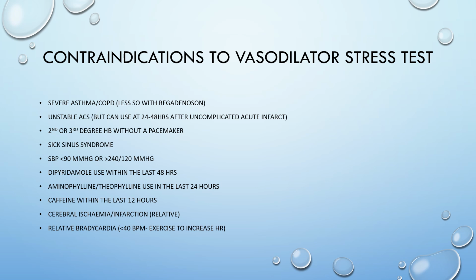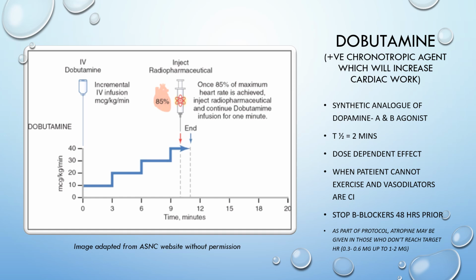Aminophylline or theophylline used in the last 24 hours, you shouldn't use these drugs. Caffeine within the last 12 hours, well, we had the special adenosine protocol that said you could still use it and ramp up the dose to 210 micrograms. And then cerebral ischemia or infarction, this is a relative contraindication. Relative bradycardia, less than 40. We can't do exercise here to increase the heart rate. And then hopefully we should be able to use it.